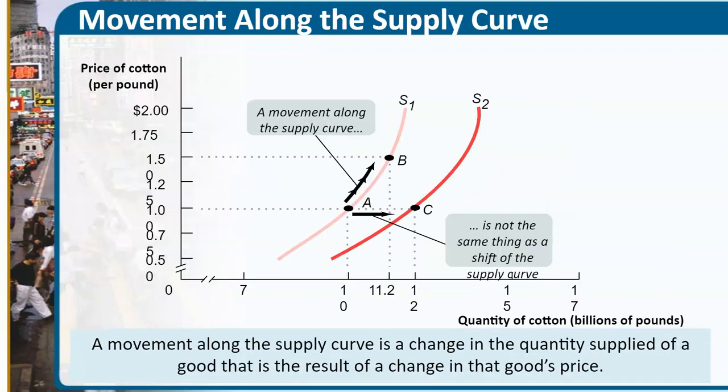So again, it's important to point out the movement along the supply curve versus a shift in the supply curve, same as what we talked about with the demand curve. When we have a change in price that leads us to produce more, that is a change in the price along the curve. It's only moving along the curve. It is not shifting the curve itself. So a movement along the supply curve is what we see from point A to point B.